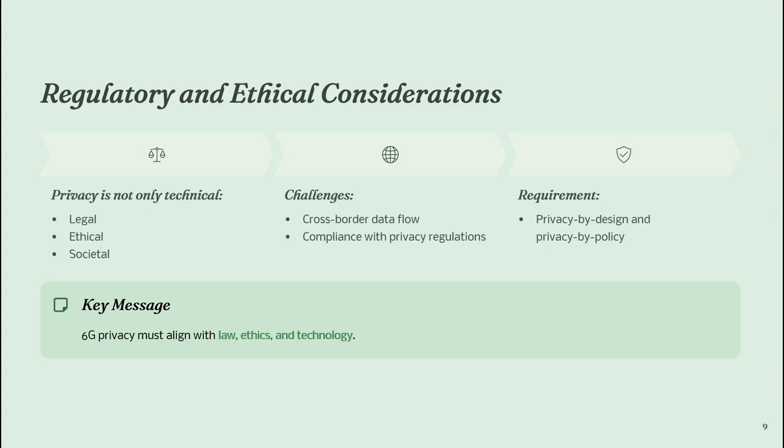So, regulatory and ethical considerations. Privacy in 6G is not only a technical issue; it is also a legal one. Data will frequently cross national borders, making compliance with diverse privacy regulations extremely challenging. Ethical concerns arise around surveillance, consent, and data ownership. The chapter stresses the importance of privacy by design and privacy by policy, ensuring that technical solutions align with the legal framework and societal expectations from the very beginning.